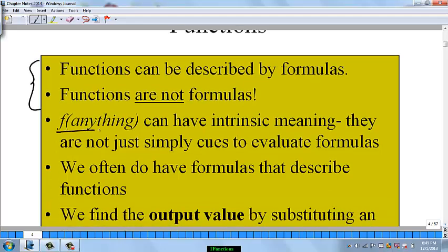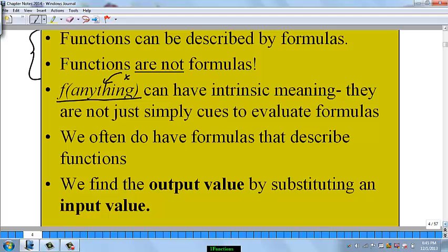F of anything can have intrinsic meaning. They are not just simply cues to evaluate formulas. And remember, whatever's in the parentheses is your input, or your x value, if you will. We often do have formulas to describe functions, and we find the output value by substituting an input value. So the input is always inside the parentheses.